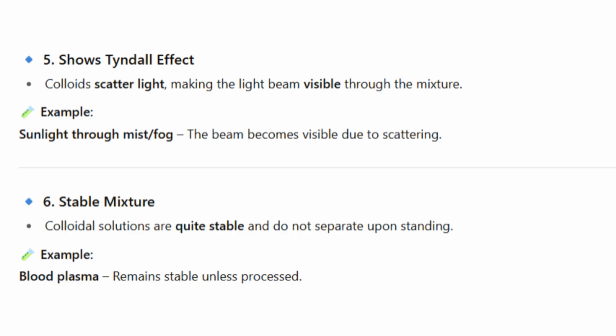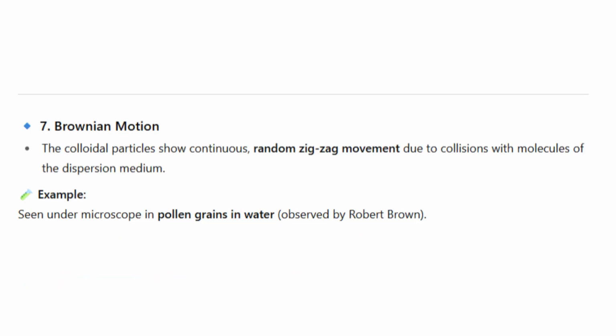6. Stable mixture. Colloidal solutions are quite stable and do not separate upon standing. Example: blood plasma. Remains stable unless processed. 7. Brownian motion. The colloidal particles show continuous, random zigzag movement due to collisions with molecules of the dispersion medium. Example: seen under a microscope in pollen grains in water, observed by Robert Brown.